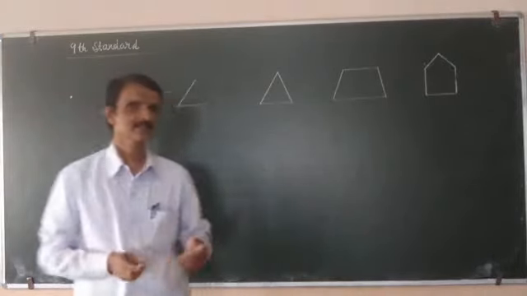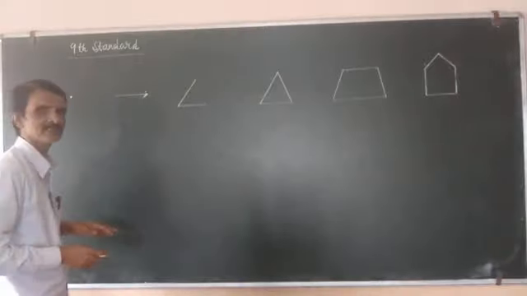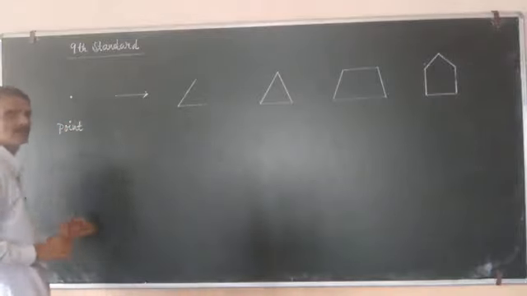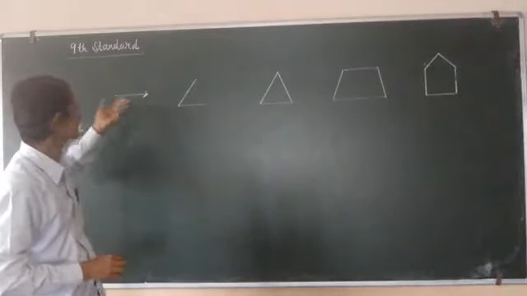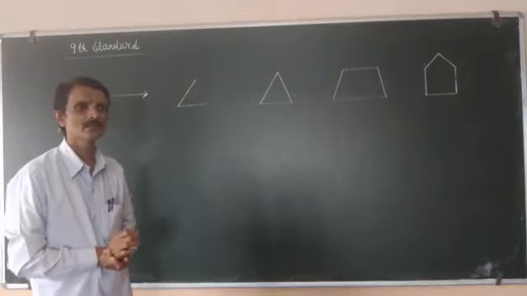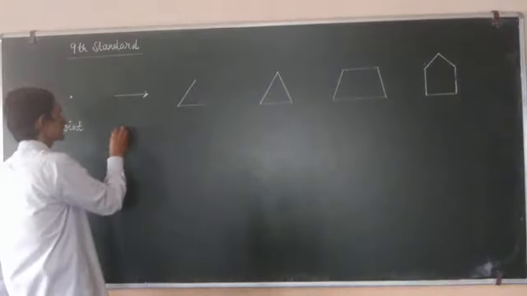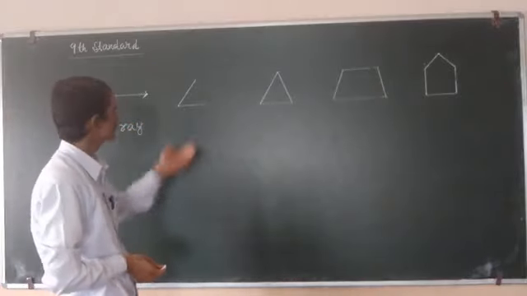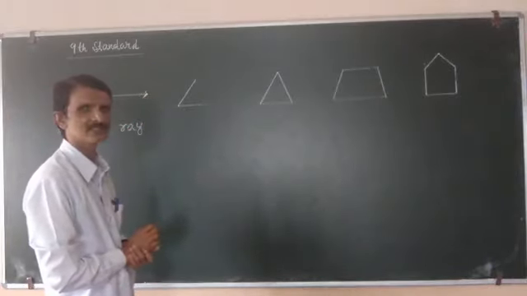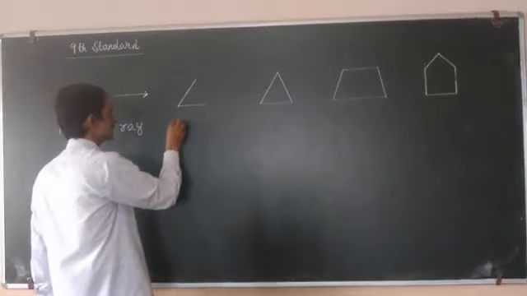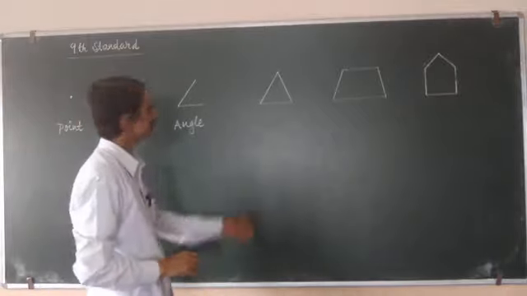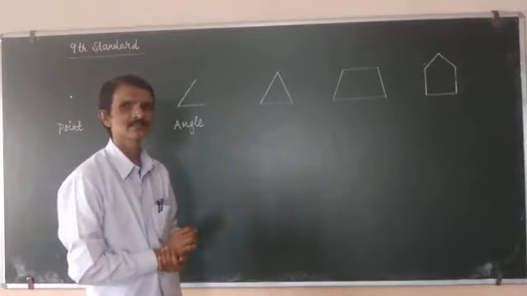Okay, yes. What do you call the first one? Yes, it is a point. What do you call the next figure? Yes, it is a ray. The third figure is called an angle. So what do you call the fourth figure?